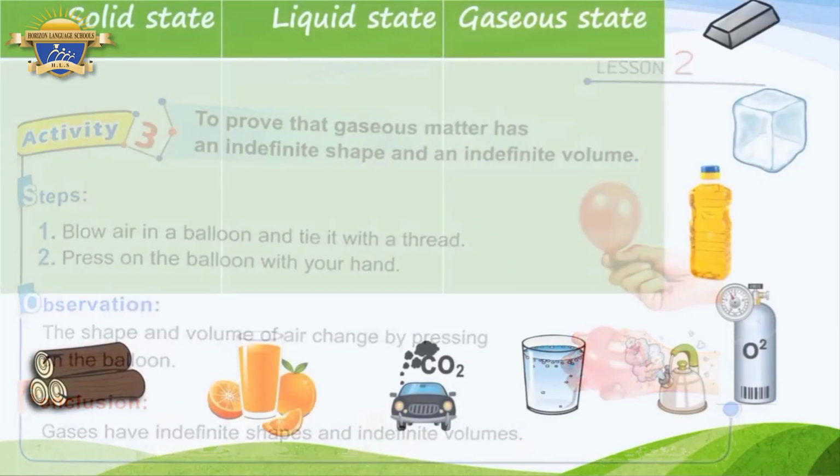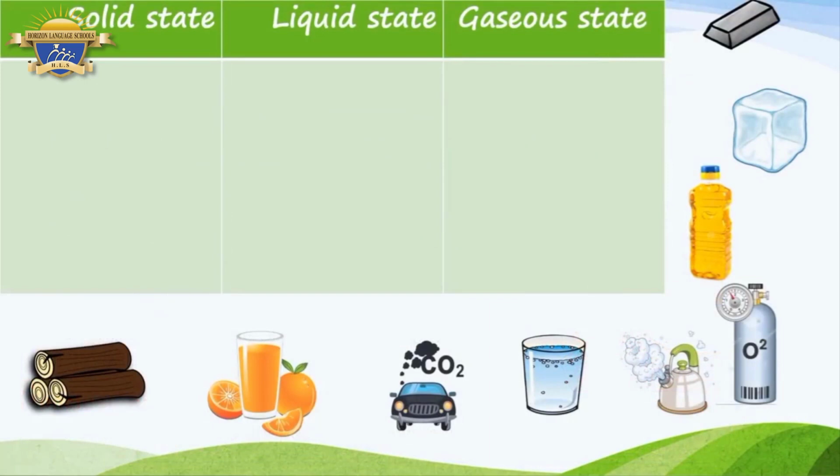So now we know there are 3 states of matter: solid, liquid, gas. Solid has a definite shape and definite volume. Liquid has indefinite shape and definite volume and takes the shape of the container. Gaseous state has indefinite shape and indefinite volume. Okay, let's do an exercise.